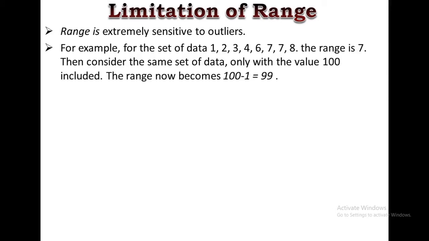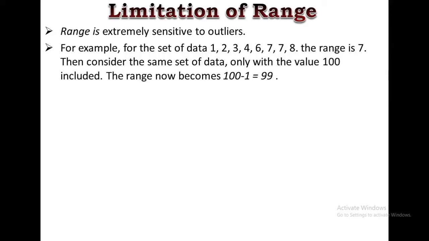For example, consider the set of data 1, 2, 3, 4, 6, 7, 7, 8. The maximum value here is 8 and the minimum is 1, and therefore the range is 7. Then consider the same data set with the value 100 included. The range now becomes 100 minus 1, that is 99, wherein the addition of a single extra data point greatly affected the value of the range.